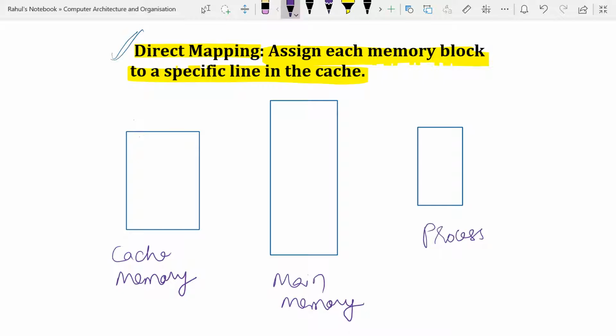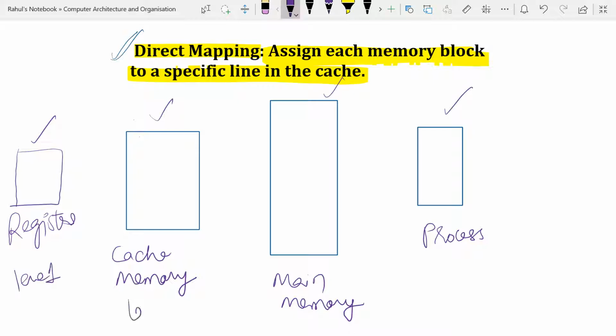So basically we learned earlier that there are four levels of memory representation. Further, there is no need, but still I am representing it like here: registers, which is very faster in access, right? After that, cache memory is there, then main memory, and then process. It is level 1, level 2, level 3, and level 4 memory.